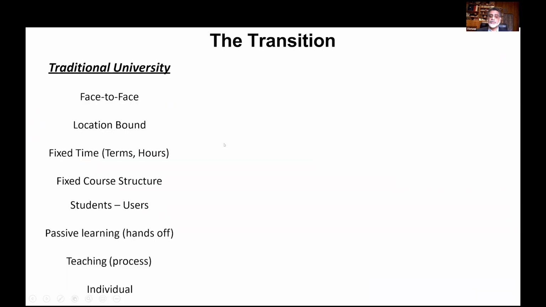If we look at it in terms of transition, it's actually very simple. The traditional university is face-to-face. It's location-bound. It has fixed hours and times. It has a fixed course structure. Students are generally termed as users, and it's mainly, although we try not to keep it that way, a passive process where someone lectures and the students take in that information, although more and more we're having active classrooms. The teaching is a process aimed at one individual to the rest of the group, meaning you have an instructor and then you have a lot of students.